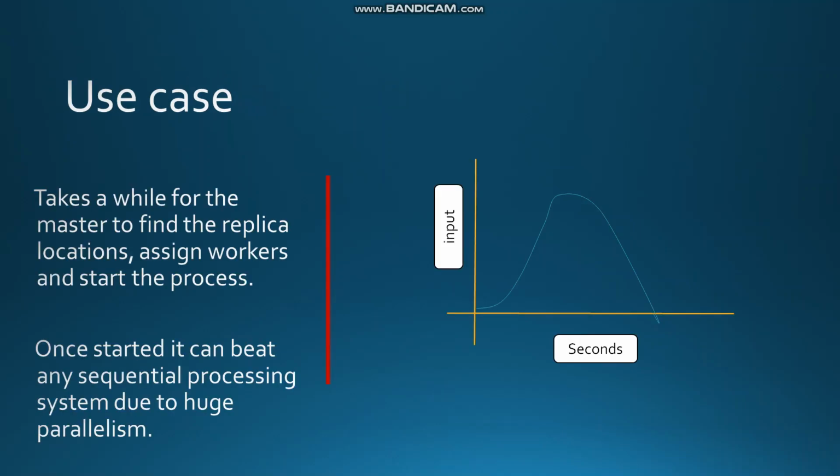On the y-axis we have the amount of data being processed, and on the x-axis we have the number of seconds it takes to process that data. So initially, when the client submits the job to the master and the master is still fetching file locations, assigning the worker jobs and starting the workers to process, it takes time to start. But once all the workers start working in parallel, they can do a lot of processing within a very short period of time.